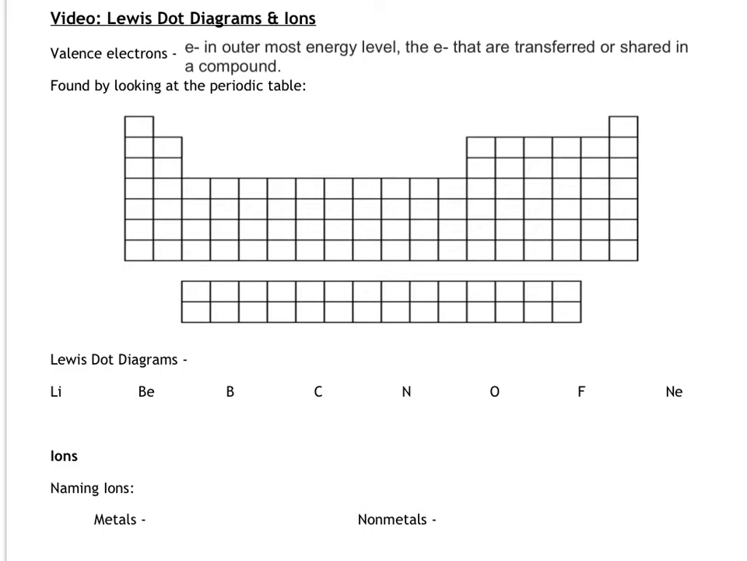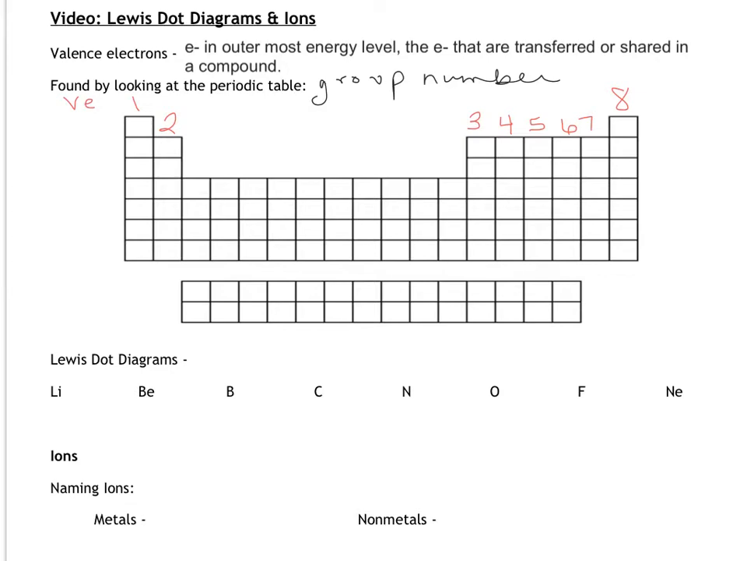My valence electrons are equal to the group number that the element is in if we exclude our transition metals. So going across, group 1 has 1 valence electron. Group 2 has 2. We skip our transition metals. Group 3 then has 3, 4, 5, 6, 7, and 8.